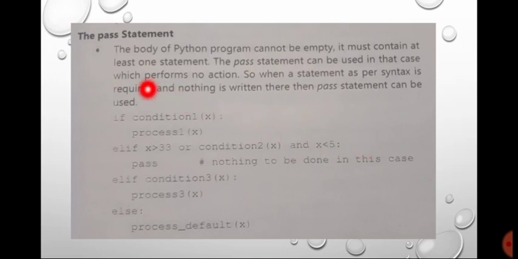The pass statement. The body of a Python program cannot be empty. That means the body can never be empty. It must contain at least one statement. The pass statement can be used in that case. So whatever the program structure, it cannot be empty. So one statement at least must be there. Okay, so in that case we have to use the pass statement.